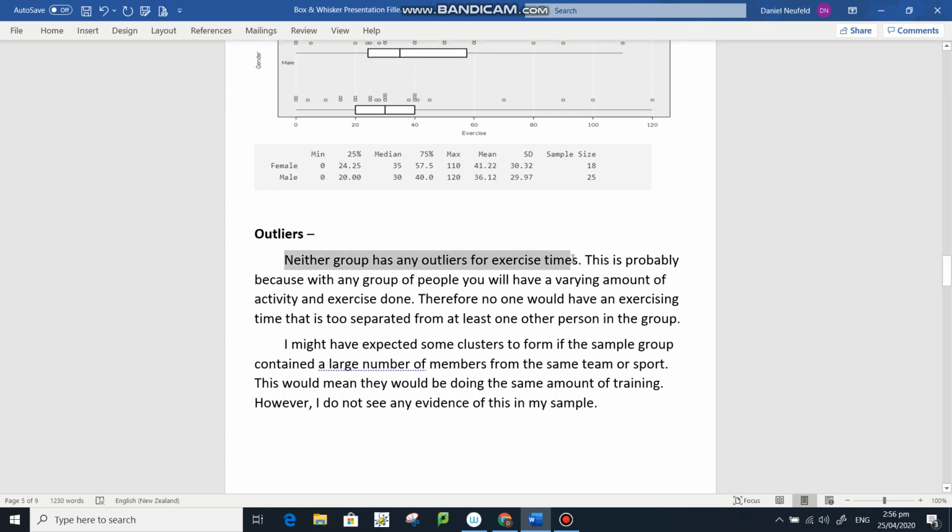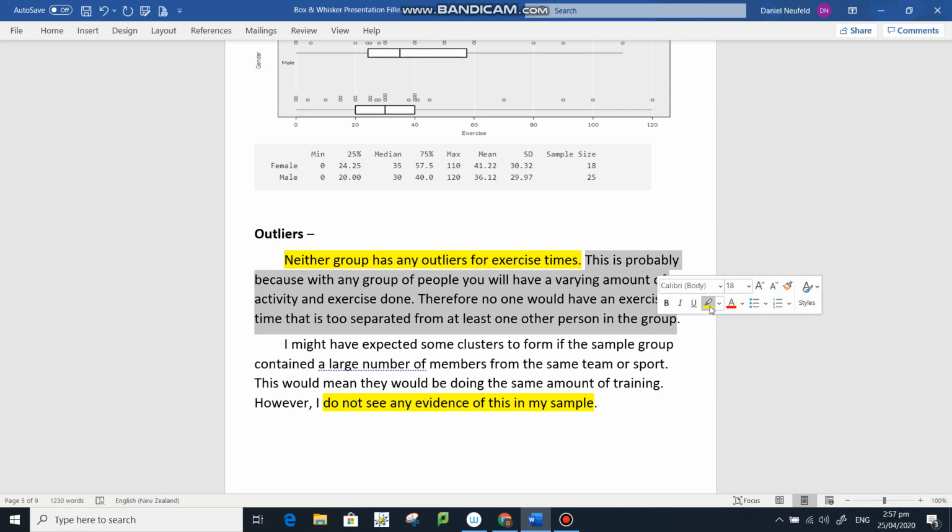So here, again, just making the comment, we're looking at our achieved. Same thing for clusters. I didn't really see any clusters. That kind of comment, again, is your achieved. If I'm going into why this is the case and what this probably means, now I'm talking about my merit, excellence kind of category.